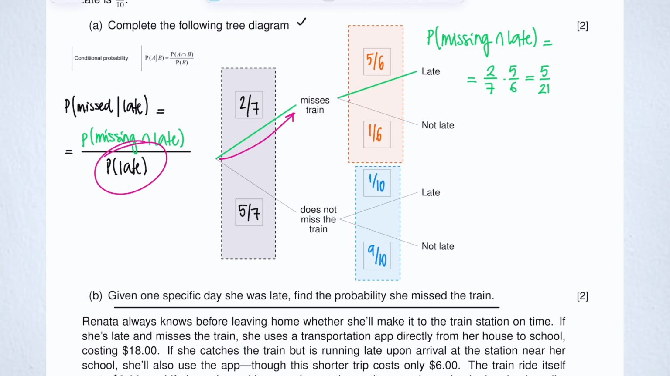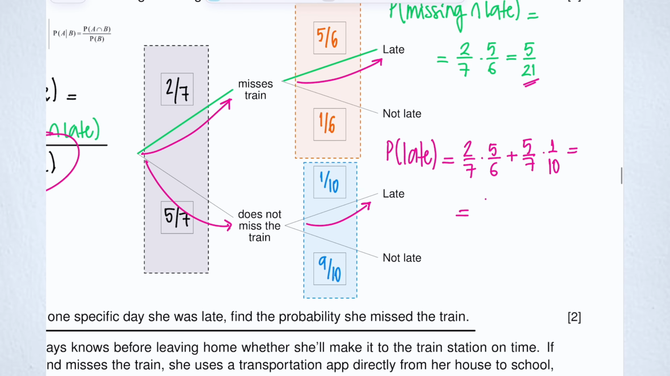She's late if she misses the train and she's late, which we found already, or she does not, but still she gets there late. So that means 2 over 7 times 5 over 6, which we know is equal to 5 over 21, plus 5 over 7 times 1 over 10, which is equal to 13 over 42.